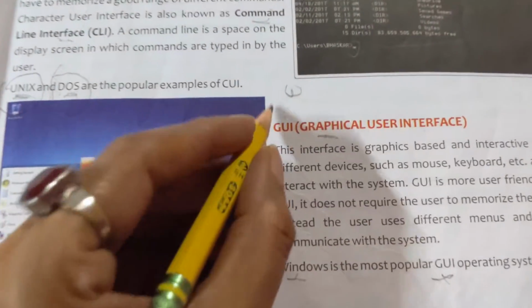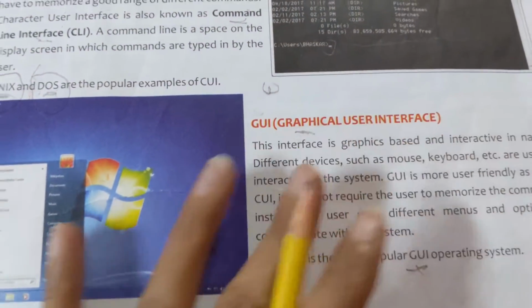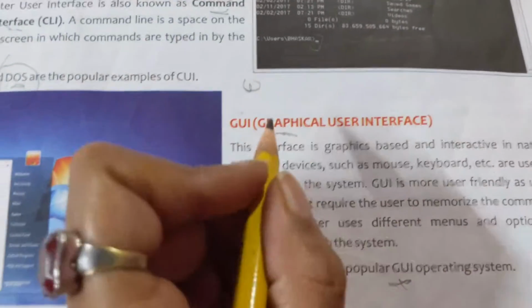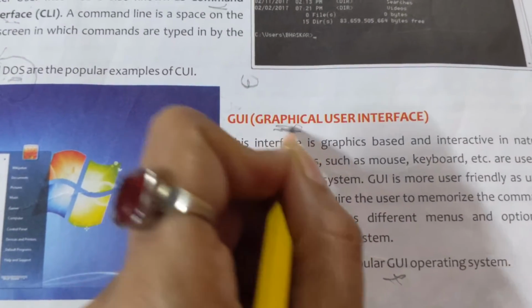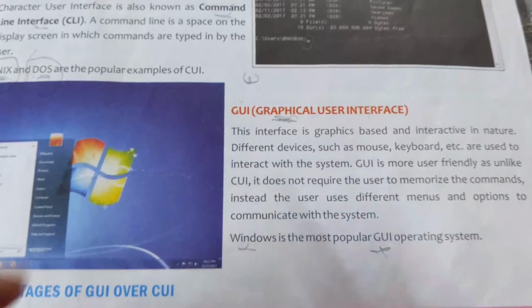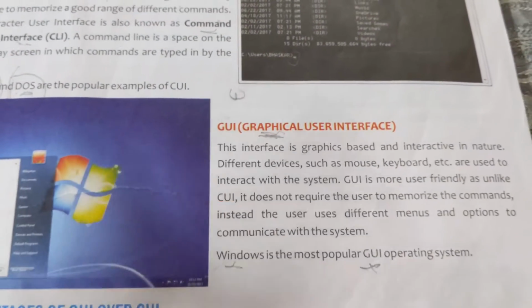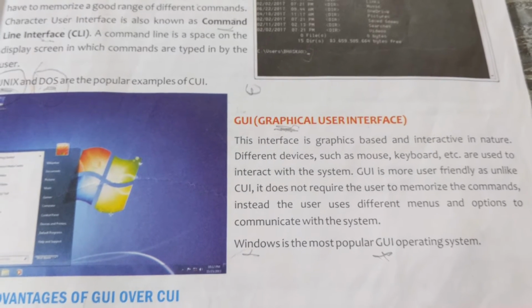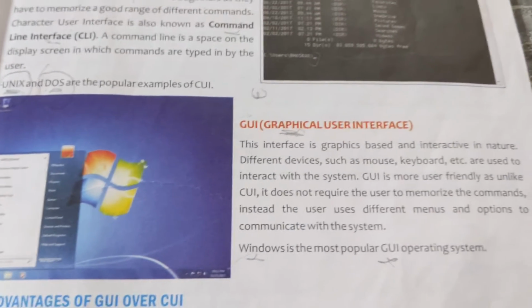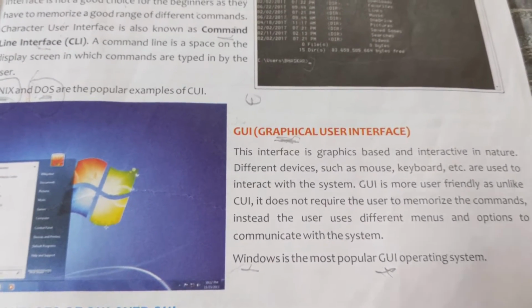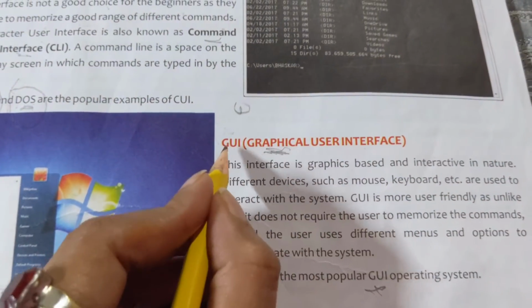So next is GUI. It's a graphical user interface. What is the meaning of graphical? So graphic is a combination of pictures, videos, audios, text, multimedia. So if the interface has all these factors, that interface is called a graphical user interface.